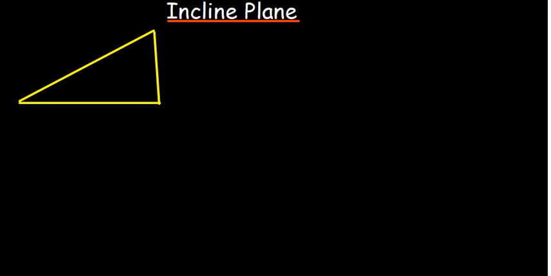Now let's say we have an object, let's say a box there, and that box has a mass of, let's just say, 10 kg. Now let's call this angle theta. Now let's start resolving the forces.